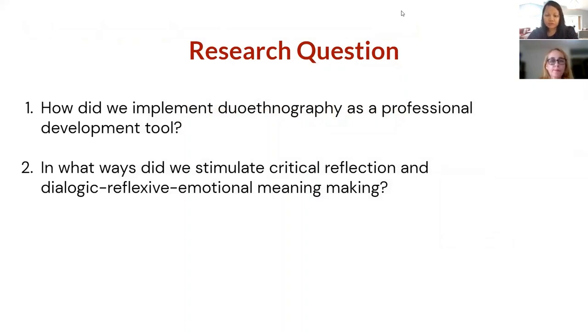Our study is guided by two research questions. The first one is, how did we implement duoethnography as a professional development tool? And the second question is, in what ways did we stimulate critical reflection and dialogic reflexive emotional meaning making?